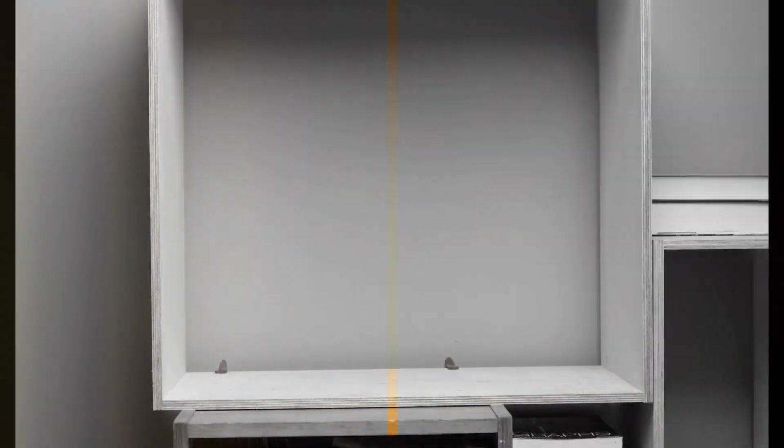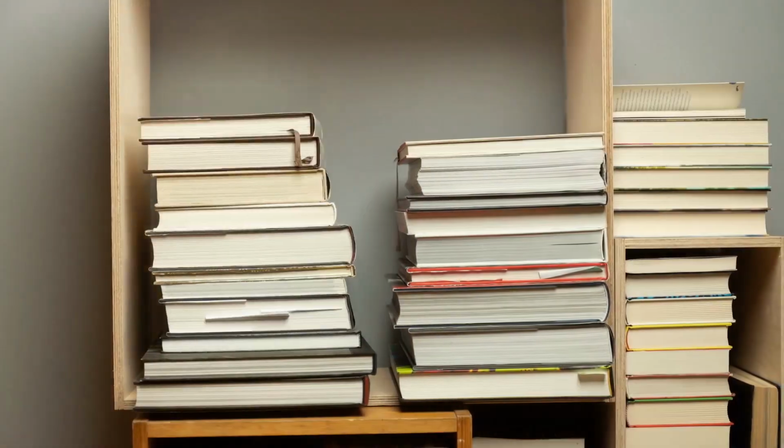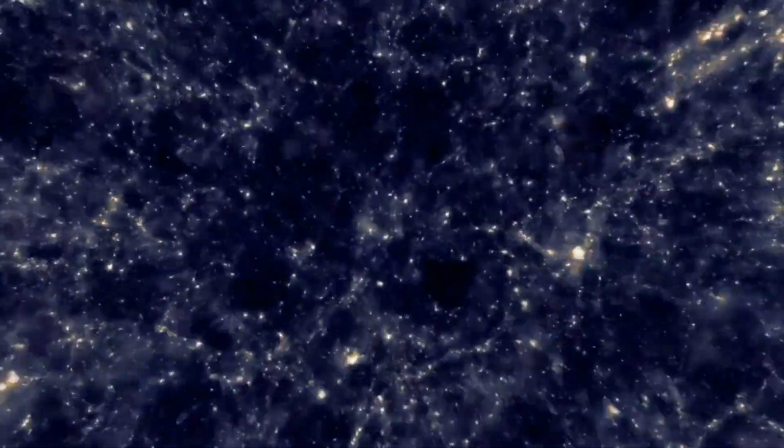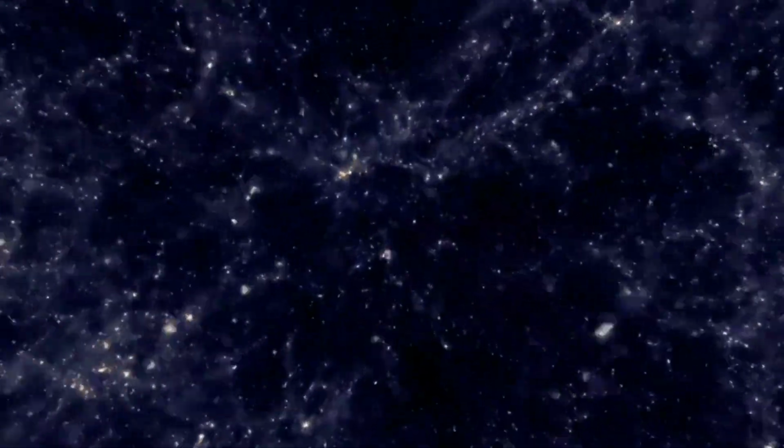Our fourth term is ontology. This is the philosophical study of the nature of being, becoming, existence, or reality. It's the exploration of what entities exist and how such entities can be grouped, related within a hierarchy, and subdivided according to similarities and differences.